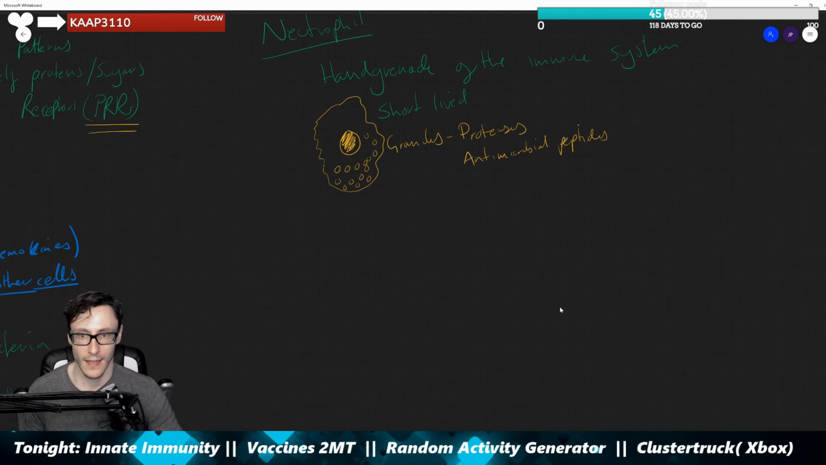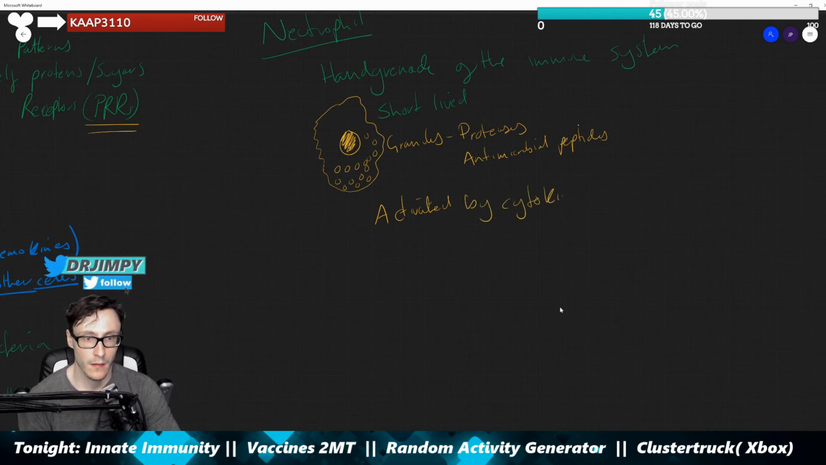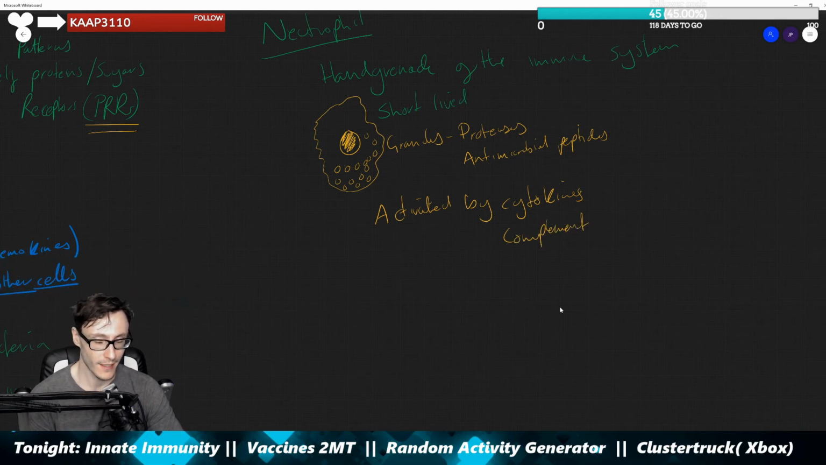And when activated, and they can be activated by a number of different factors. They can be activated by cytokines, which are proteins released by other cells. Like your epithelium will produce cytokines in response to bacterial infection. They're also activated by complement, which we've looked at in the previous section. And also by direct contact with pathogen via PRRs, which we've discussed.